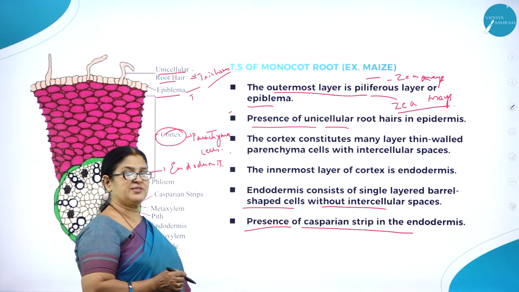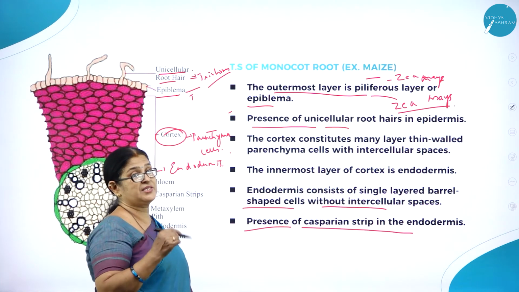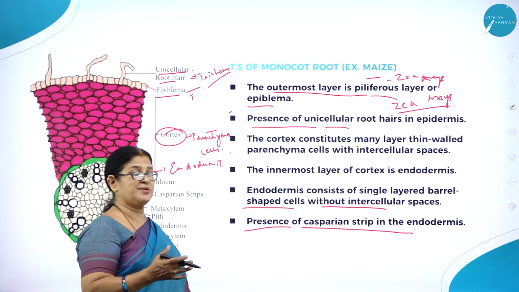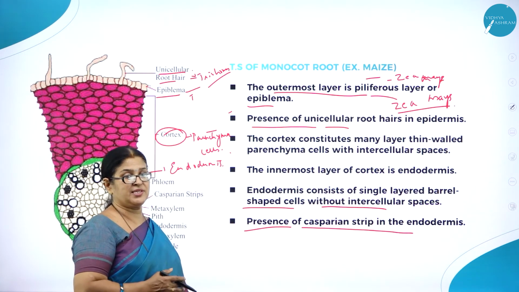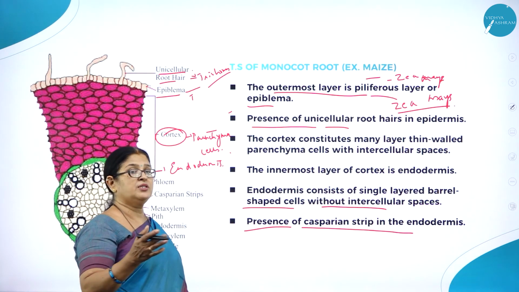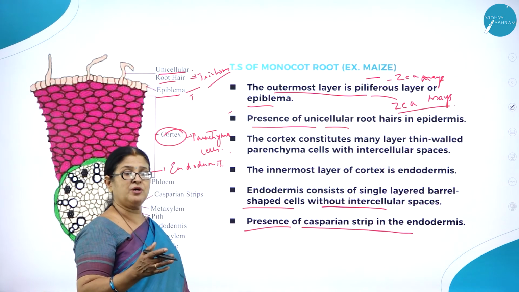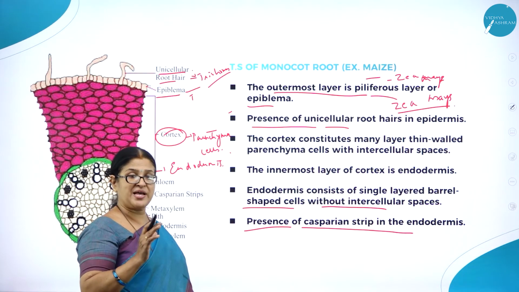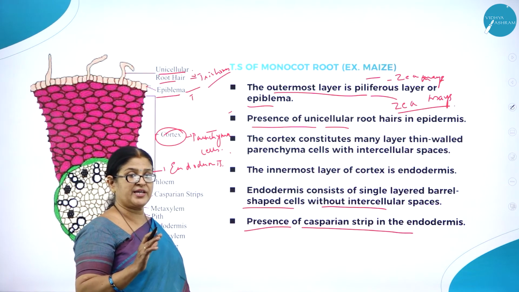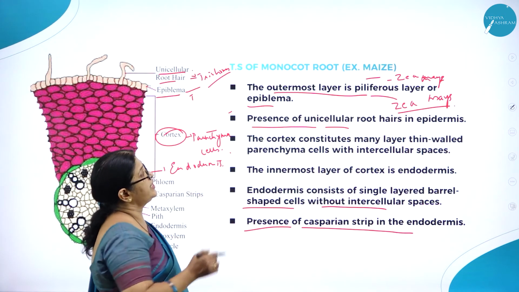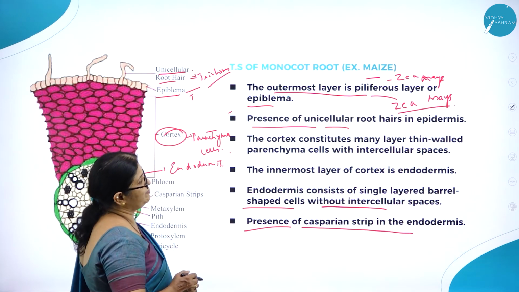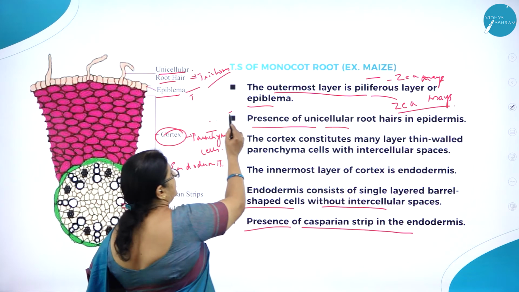So Casparian strips are found on the endodermis but not present wherever passage cells are present. Because if Casparian strips were present in the passage cells, they would not allow the water to pass to the xylem. So wherever xylem cells are there, you call them passage cells, and there you don't find the Casparian thickenings.